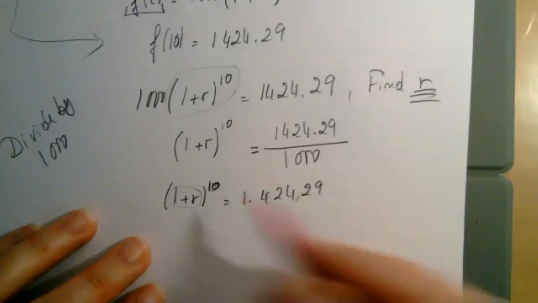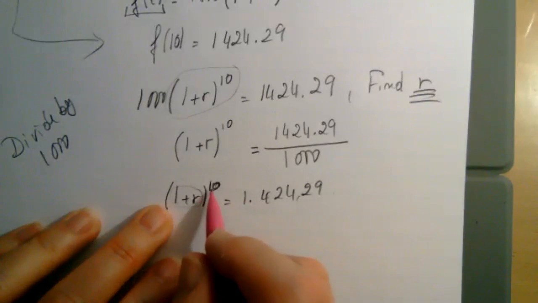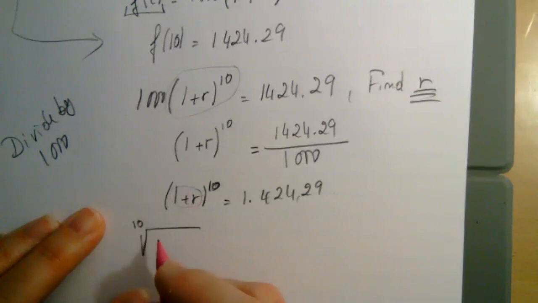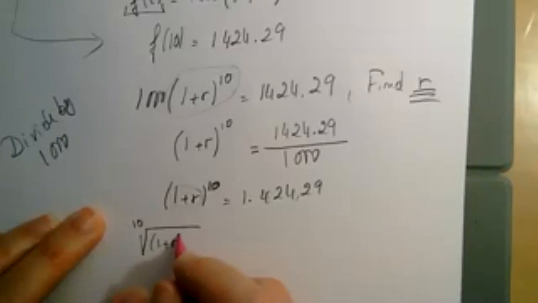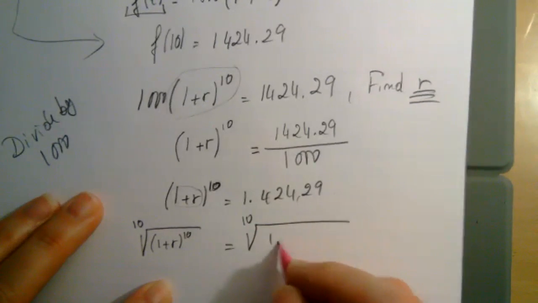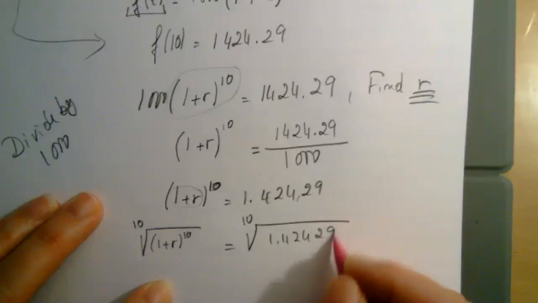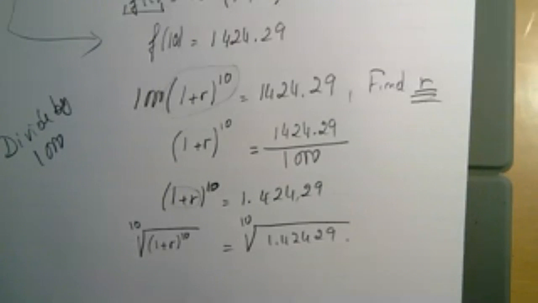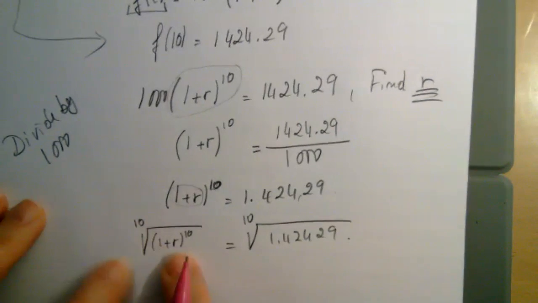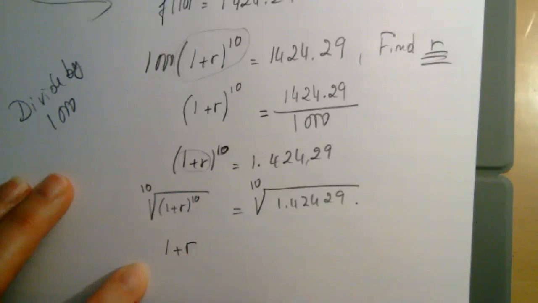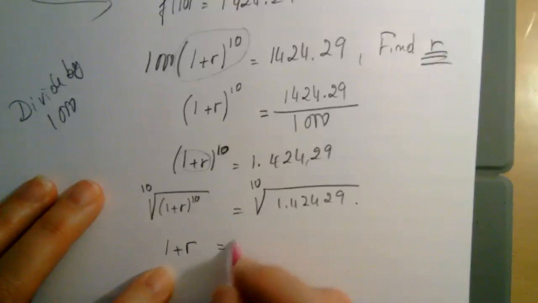Because the idea is I have to get rid of the 10 here. So it means I'm going to take the 10th root of that, equal to the 10th root of this. What's the benefit? What's the 10th root of 1 plus r to the 10? That's the 1 plus r.